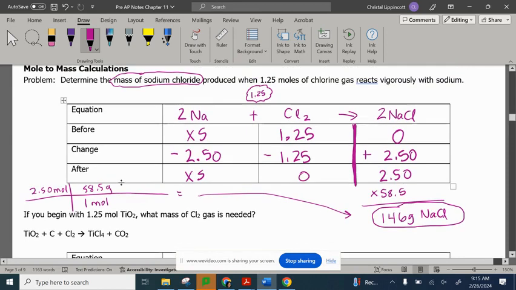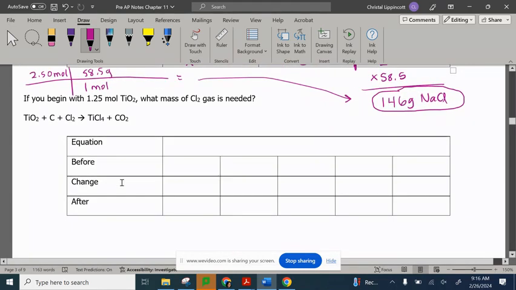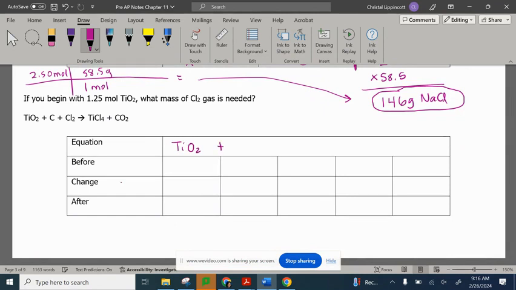All right, questions on this chart? You good? Okay. All right. So next one, we are starting out here. We have TiO2 plus C plus Cl2 makes TiCl4 plus CO2. I think I got it balanced now. Yep. Okay. So see if you can come up with the correct answer for this.